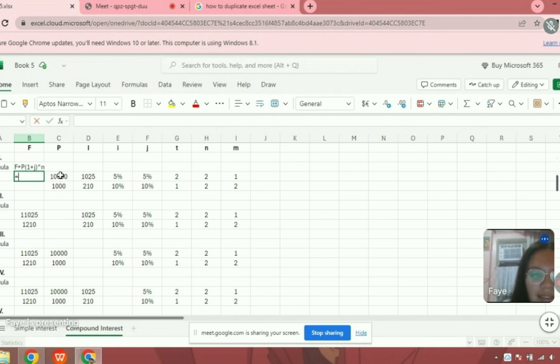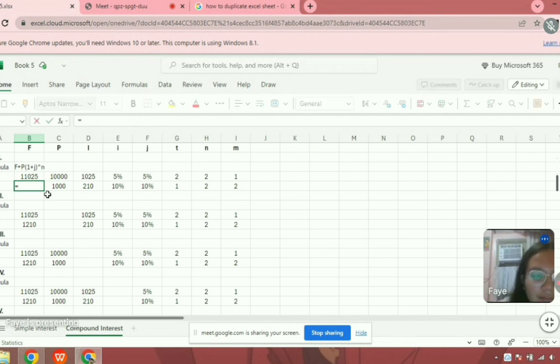F equals P multiplied by quantity 1 plus j raised to n, which is 11,025.